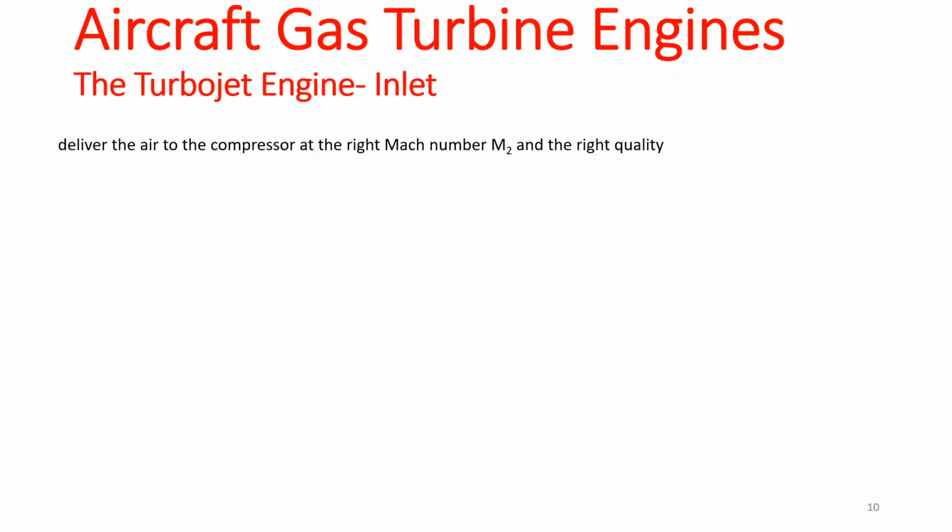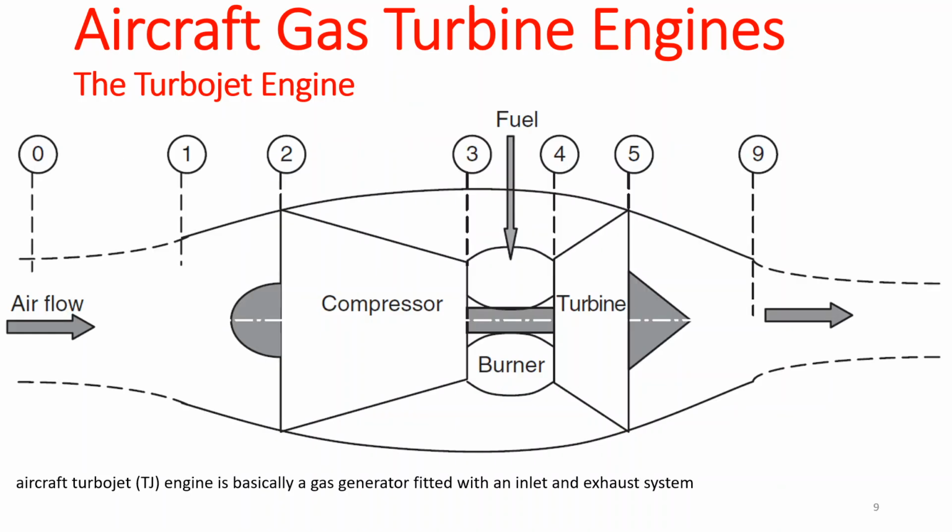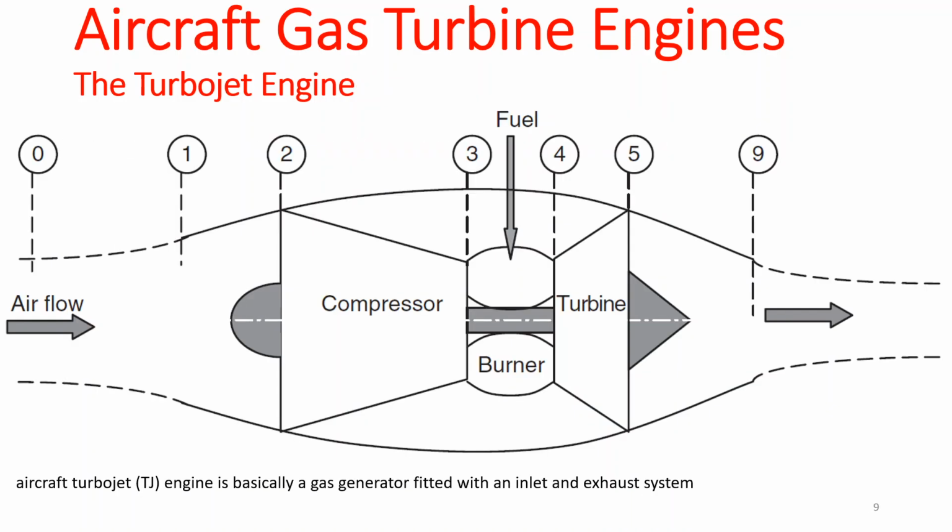The job of an inlet is to deliver the air to the compressor at the right Mach number and the right quality. I just want to make sure that you are clear that these are the numberings we are going to use for each station, because I remember some of you got confused before. This is the numbering everyone uses. It's not just us, right?